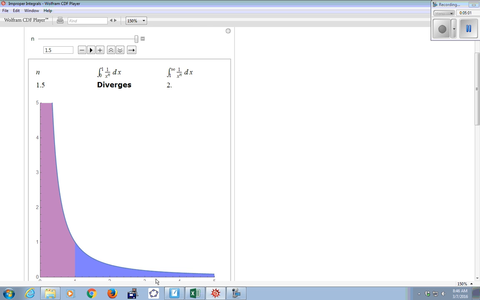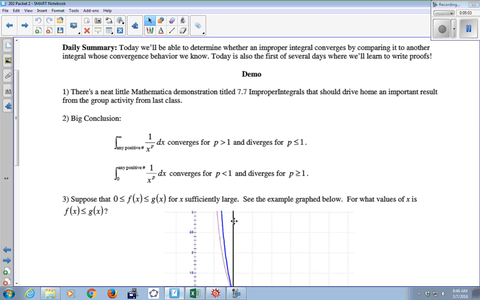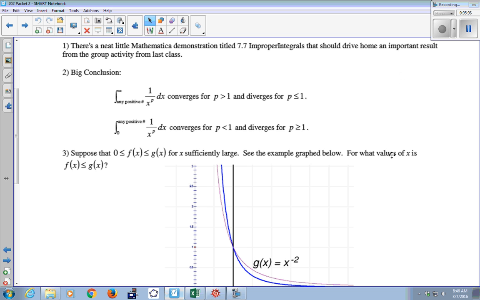That's our big conclusion. I've got it written down in your notes here. If you're trying to integrate from any positive number to infinity, 1 over x to the p dx, it converges if p is bigger than 1, diverges if p is less than or equal to 1. If you're going from 0 to any positive number, 1 over x to the p dx converges when p is less than 1, diverges for p greater than or equal to 1. Sometimes it's hard to keep those straight. Just have them written down in front of you. Don't just guess at it. Put it on your note sheet for your test.